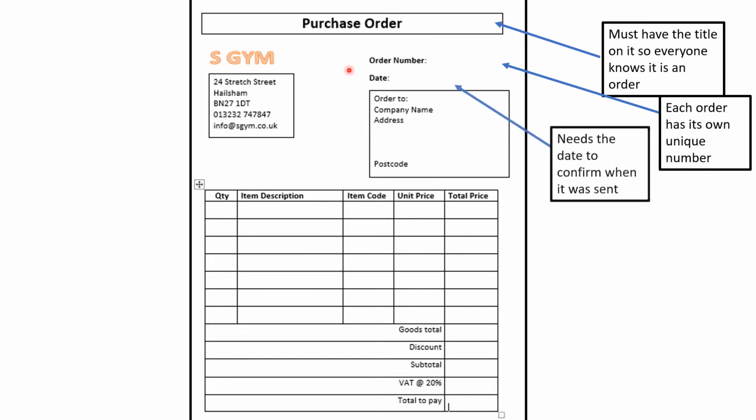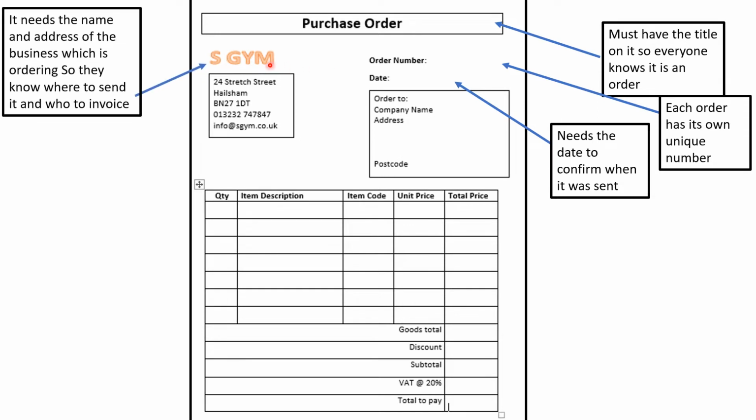The next thing we need is the date. Now, all documents need to be dated. It's to confirm when it was sent. We also are going to put the name and address of the business which is ordering, so they know where to send it and who to invoice. And normally you'd use the logo of the business and you'd have that saved on your blank ones, just like I have here.